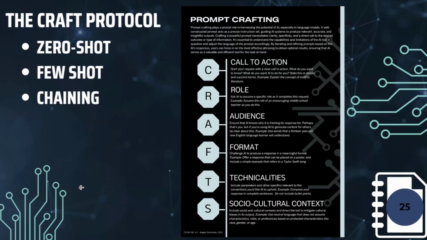And I call it crafts. When I think about the prompt that I'm creating, I begin with a call to action. What do I want to know? What am I asking ChatGPT to do, or Gemini or Claude? And it's usually that 0-shot prompt. Explain the concept of motif in literature. Then I ask it to assume a specific role. Assume the role of an encouraging middle school teacher as you do this. I want it to act like me.